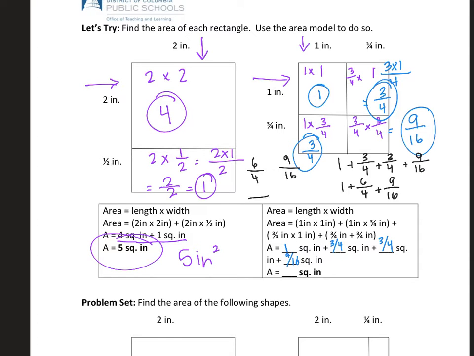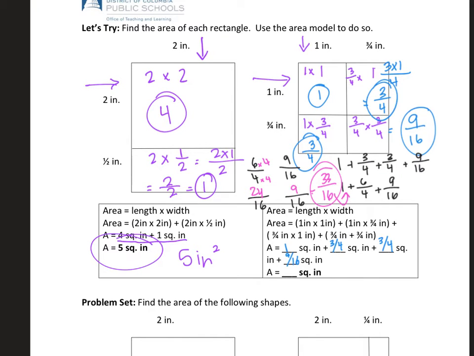So I'm going to create 2 new fractions with the denominator of 16. 4 times what gives me 16? 4 times 4. 6 times 4 is 24. And then, of course, this is going to stay the same. So if I add these up, that's going to give me 33/16. And now I have to add this 1 to it.